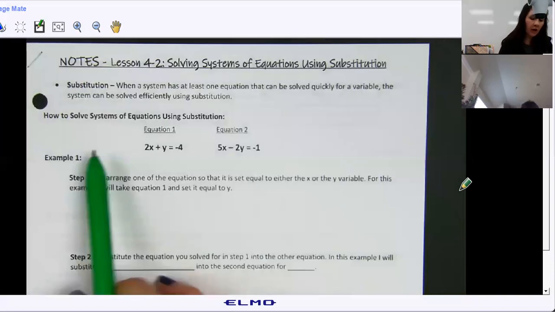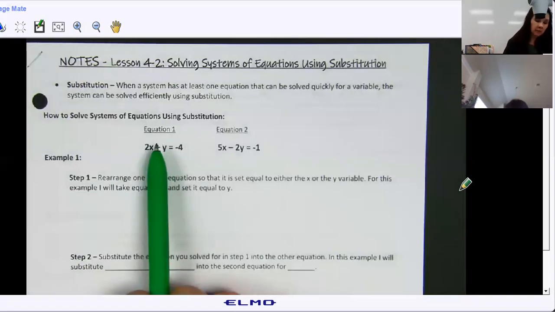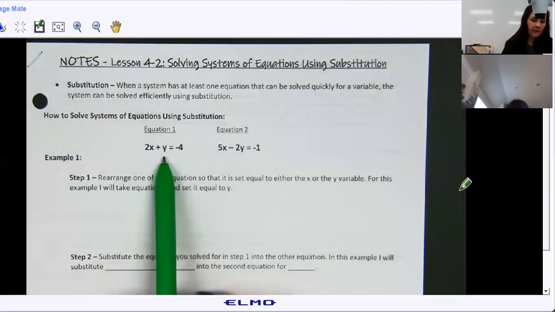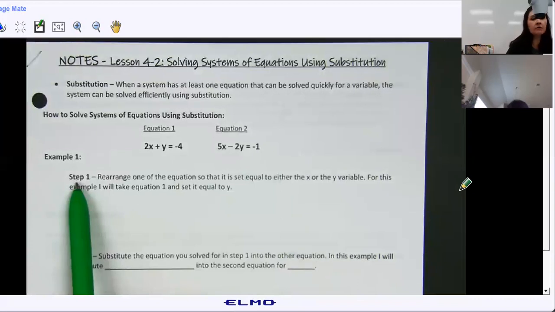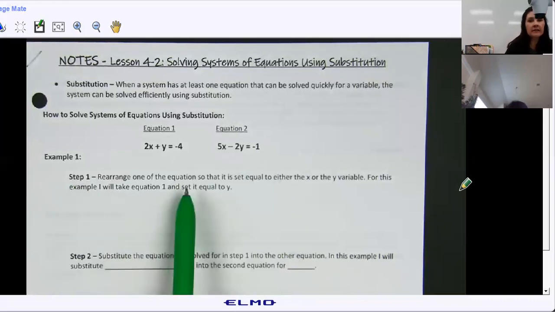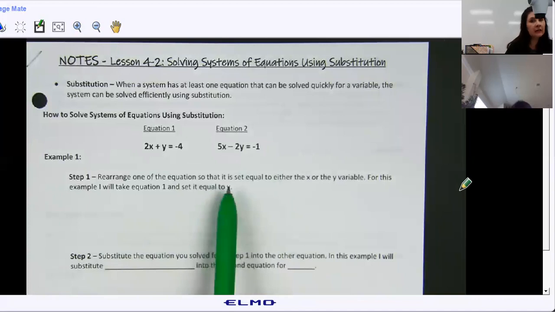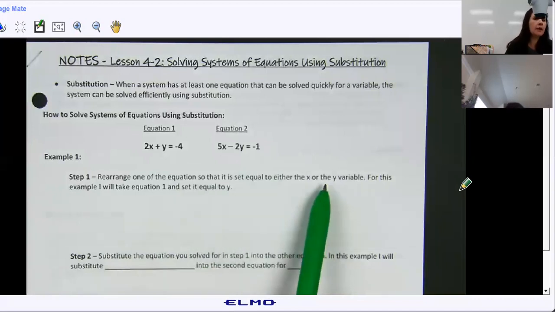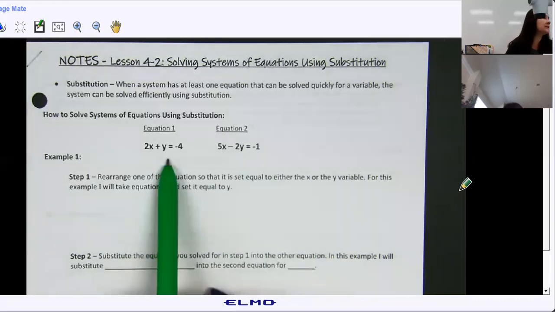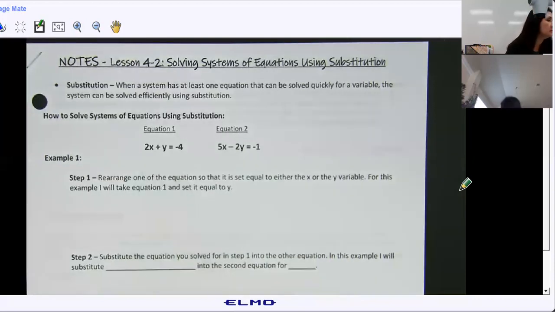So we are starting off with these first two equations, 2x plus y equals negative 4, 5x minus 2y equals negative 1. And the very first step here tells us that we need to take one of those equations and rearrange it and set it equal to either x or y. For this example, I'm going to take equation 1 and I'm going to set it equal to y.